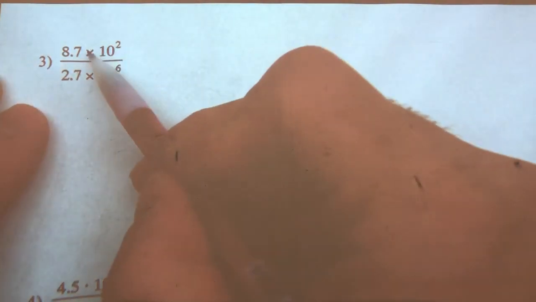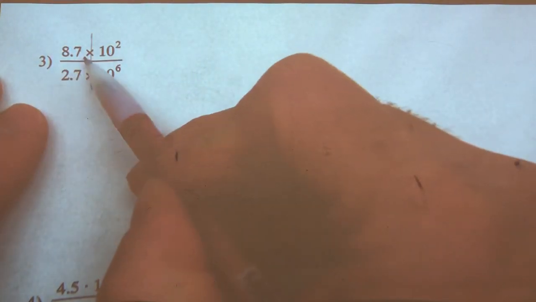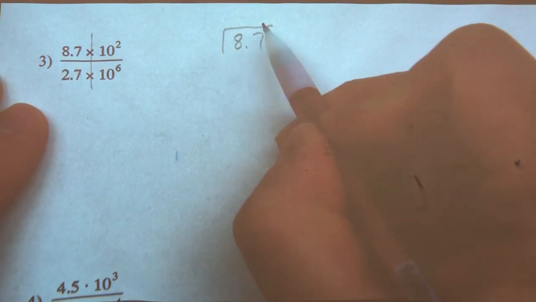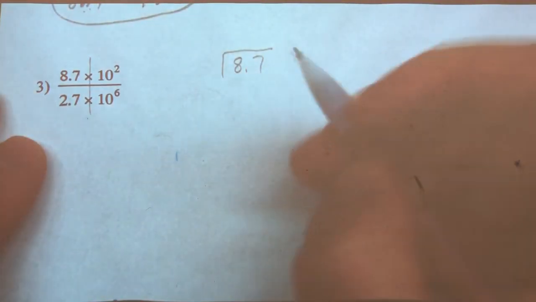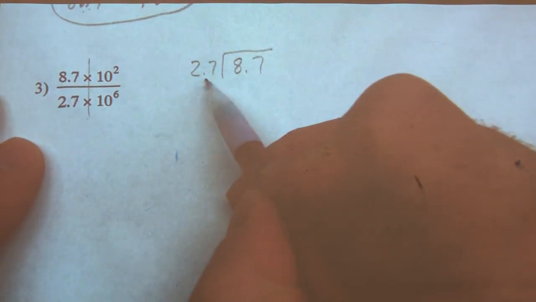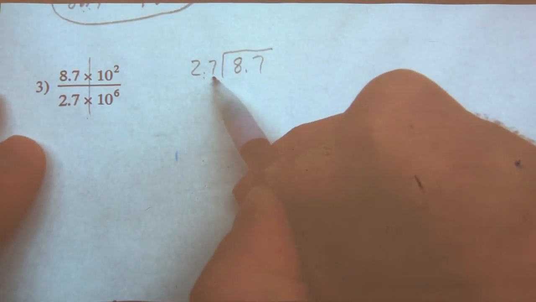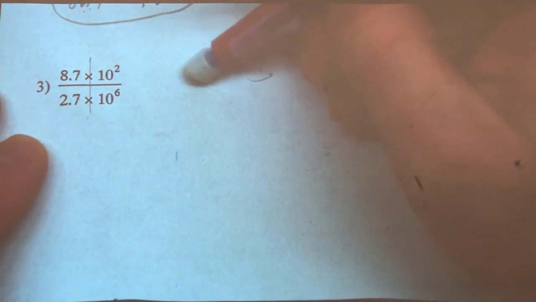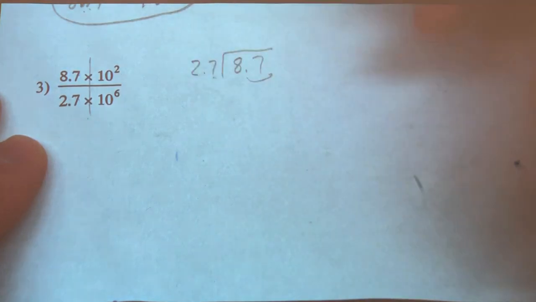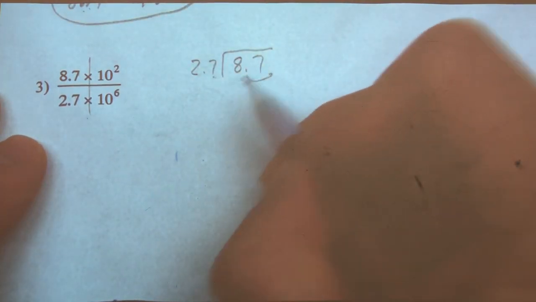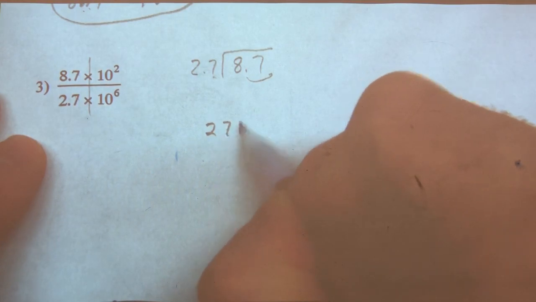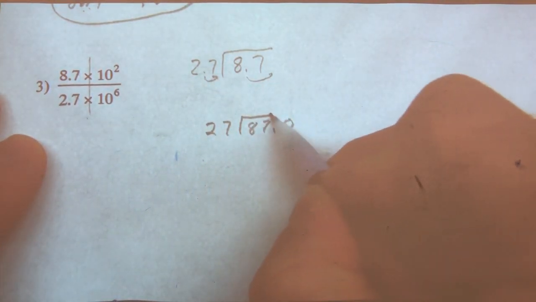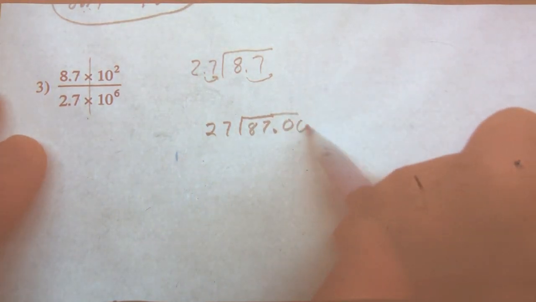So let me split it into two parts. I'm going to divide 8.7 divided by 2.7. If we remember about dividing decimals, we can't have a decimal in our divisor, so we're going to move that over, making it 27, and this 87. So move those decimals over. Then we're doing 27 into 87, and I'll go ahead and put a couple zeros here.